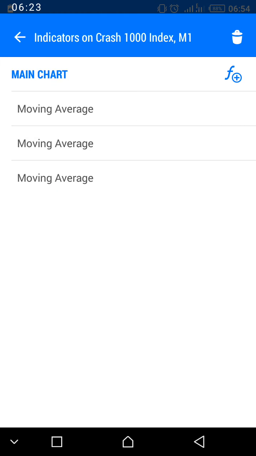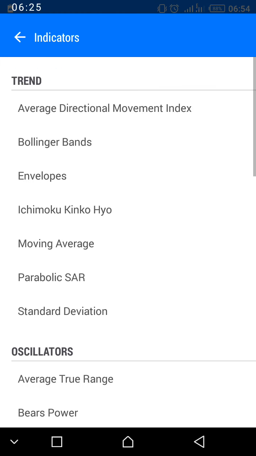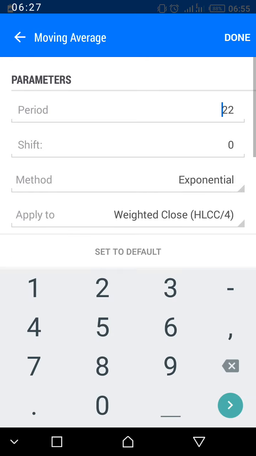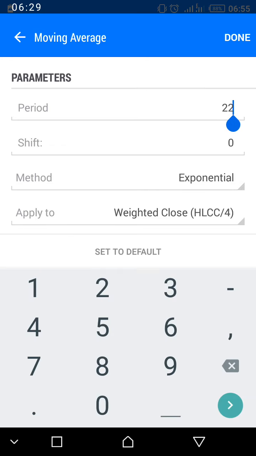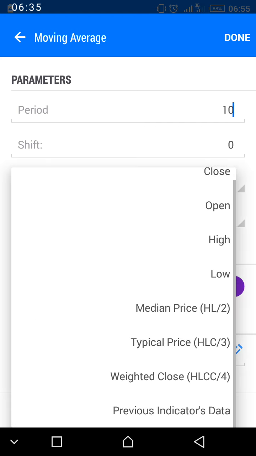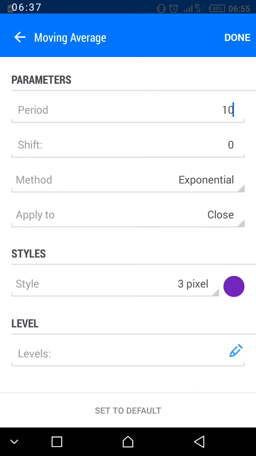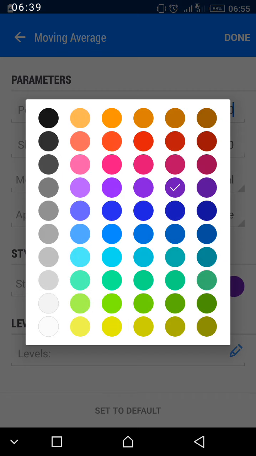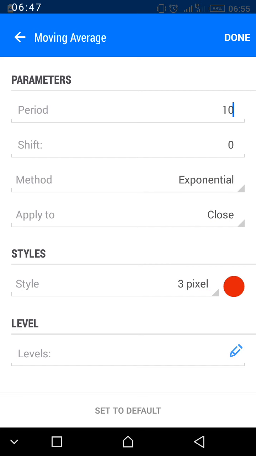You click on F plus, moving average, then the period. Set the period to 10, exponential, but this time around apply to close. The color is red. Red is the 4th column, 2nd row. Red. Then click on done.